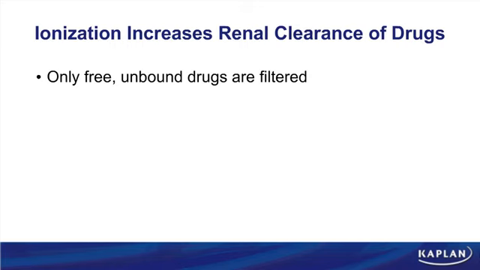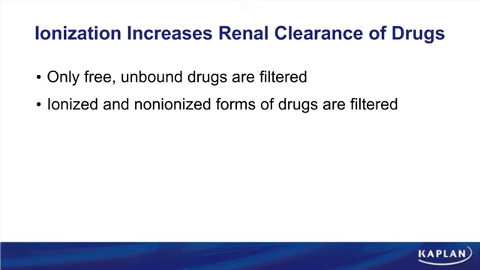Both ionized and non-ionized forms of the drugs are filtered. This is the part that folks will miss. They will think about the concept that we've previously discussed, that ionized drugs don't effectively cross membranes, and that is true. But when it comes to the glomerulus, it is actually permeable even to ionized drugs. So hang on to that thought, and we'll see it in the diagram on the next slide.